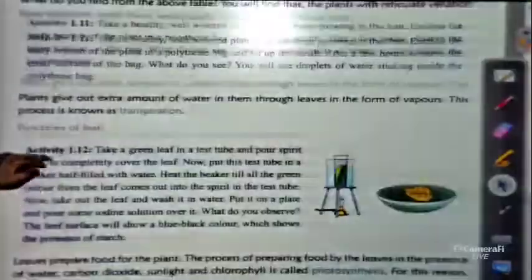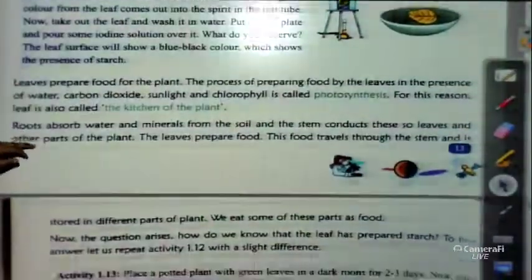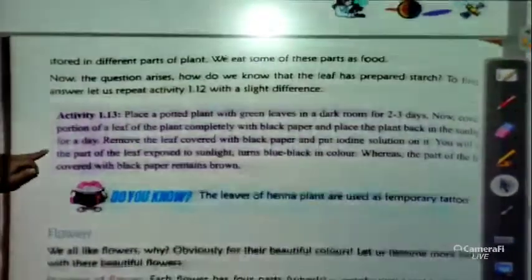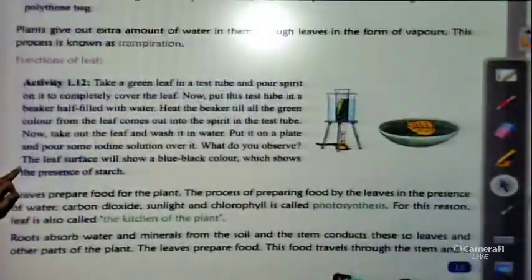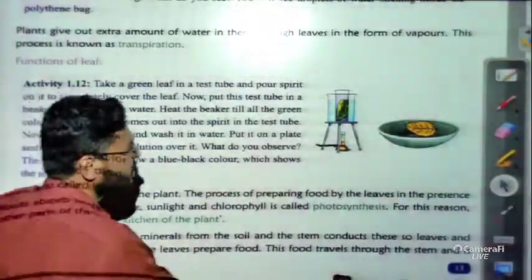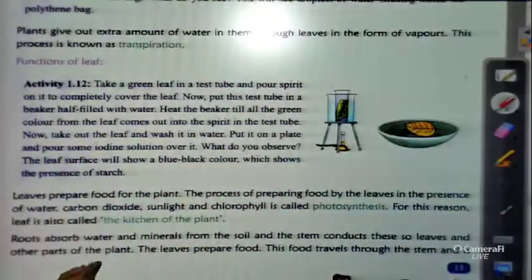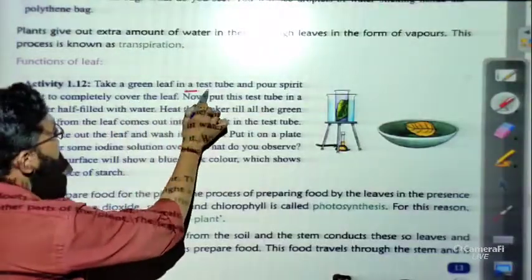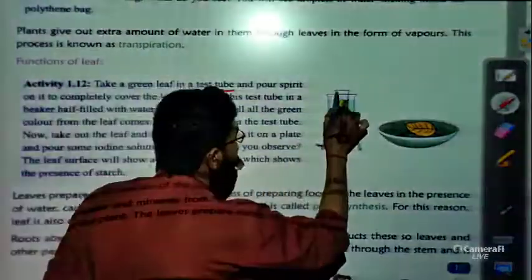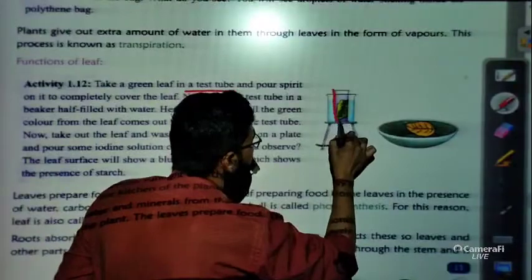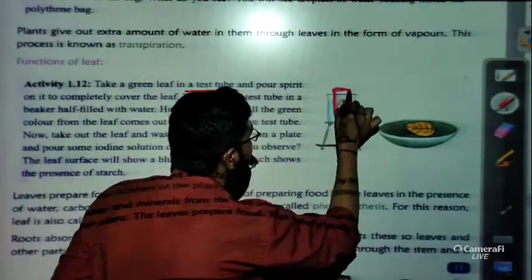Now just have a look at the functions of leaves. What are the functions of leaves? Another activity is there. Take a green leaf in a test tube. Test tube means this kind of structure, as you can see. This kind of structure we call a test tube.